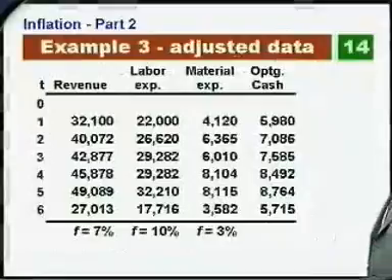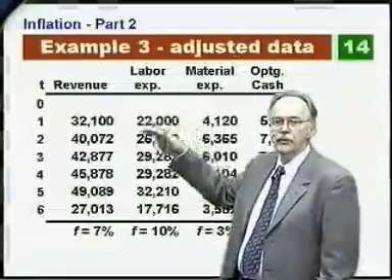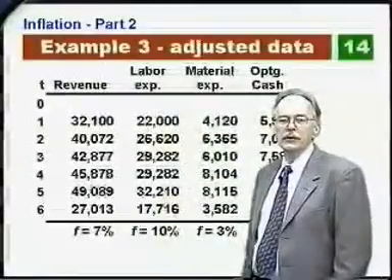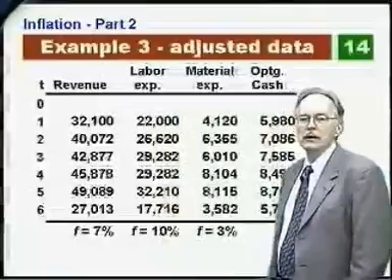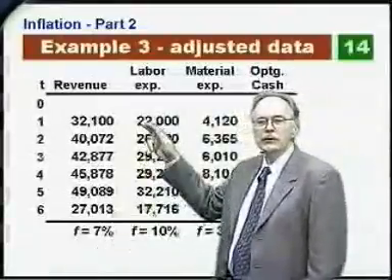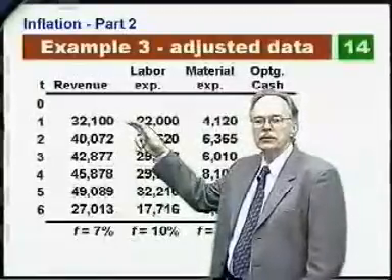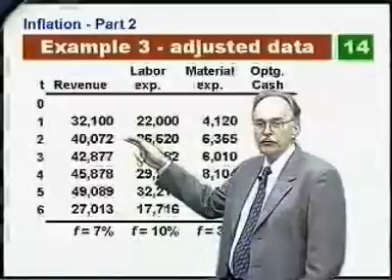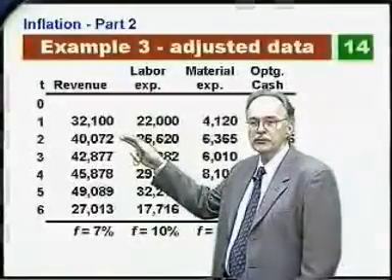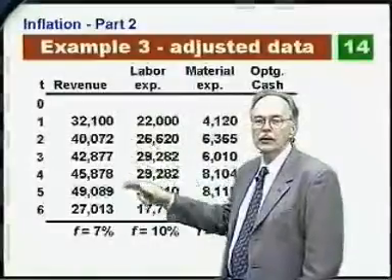Now let's work with adjusted data. So we'll take a previous table where we had the estimates of revenue, labor, and material and inflate each one of those series by their appropriate inflation factors. The revenue inflation factor is 7%, so the time 1 original revenue estimate then is factored up by 7%. The time 2 original revenue estimate is factored up by 7% over 2 years. So that original estimate gets multiplied by 1.07 to the second power.